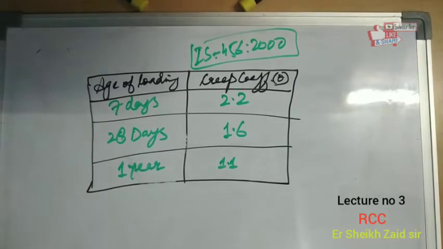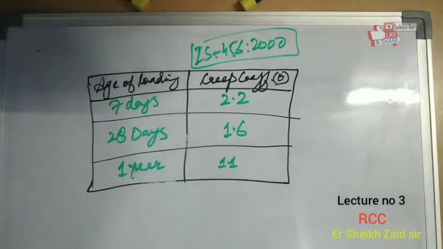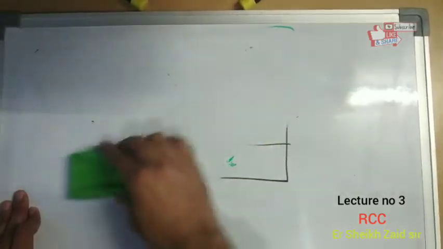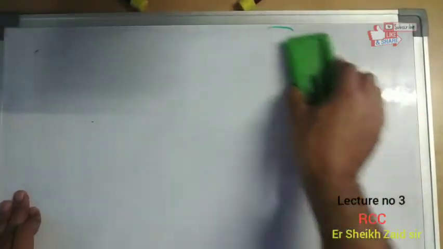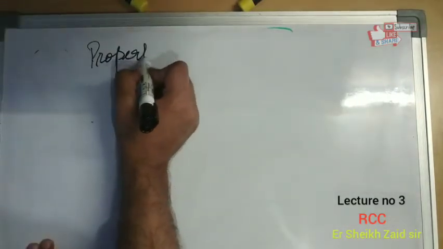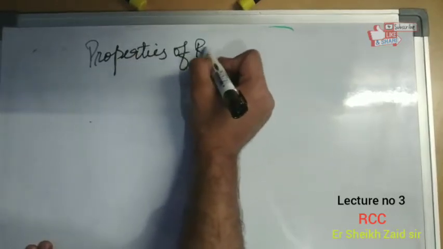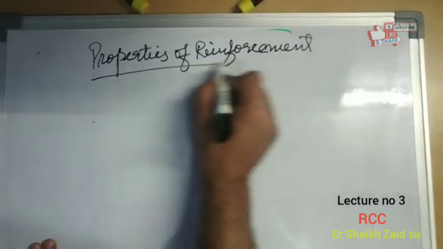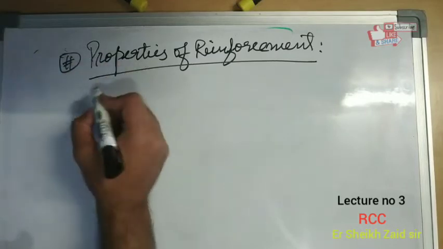Now our next topic is properties of reinforcement and its use in reinforced concrete structures. So the reinforcing steel is classified according to the yield strength of the steel that is to be used in construction for structural purposes. The specified yield strength is called the grade of steel. So, properties of reinforcement. So here we are concerned with the grade of steel.